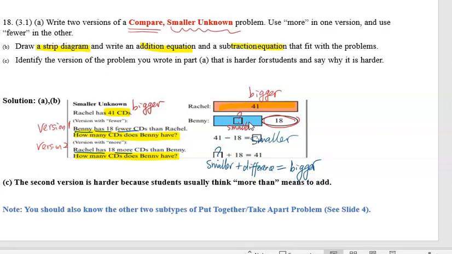And for part C, we need to identify which version is harder for students and why. Again, which version is harder depends on the problem.